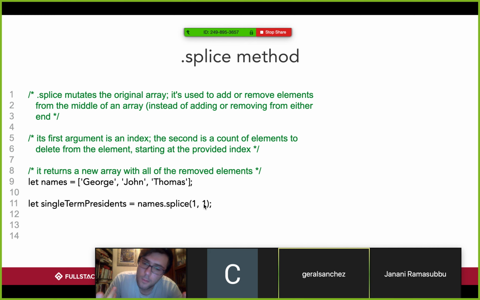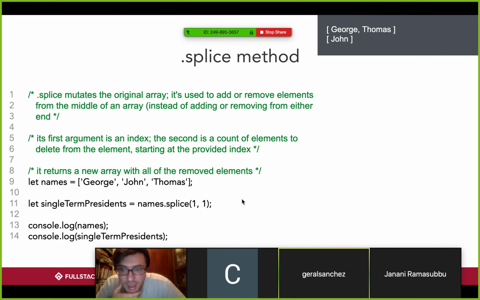And the second argument is another 1. So that's how many things will be deleted. So we'll be deleting one thing. So we start at John. So we'll be deleting John. So singleTermPrecedence should be an array of just John. And I'm correct, right? It's just an array of just John. But as you can see, John has been taken out of names. Okay? Any questions on how this works?